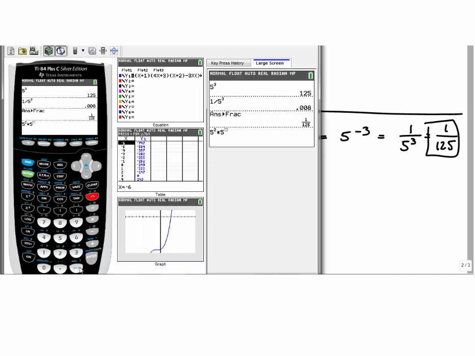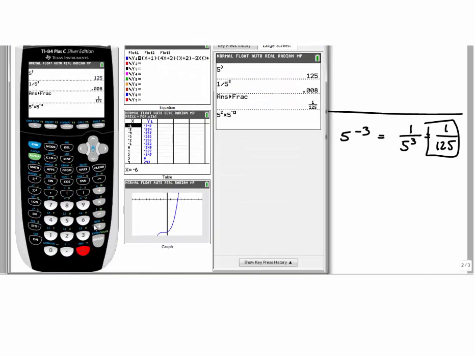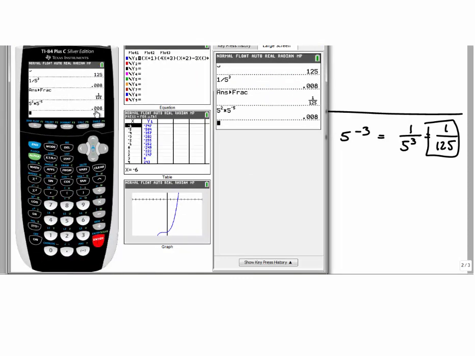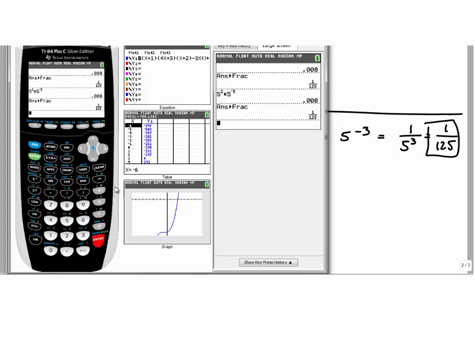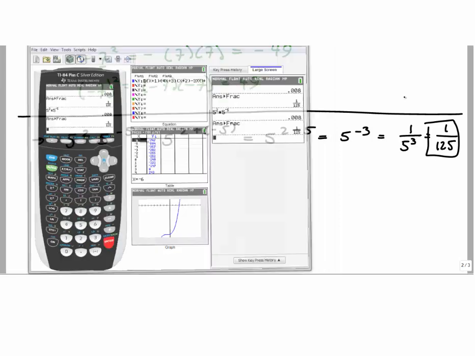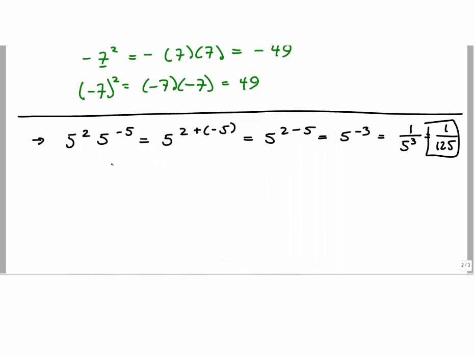So 5 to the negative, what did we say? Negative 5. Enter. And you see I get 0.008, but again you can change it to a fraction by hitting math and choosing 1 for fraction and hitting enter to execute the command, and you get 1 over 125. So this is a really good way to check your work. It's not a good way to do your work, meaning you don't want to just do calculator work. You actually want to write down the problems and show your work like we did in this example.